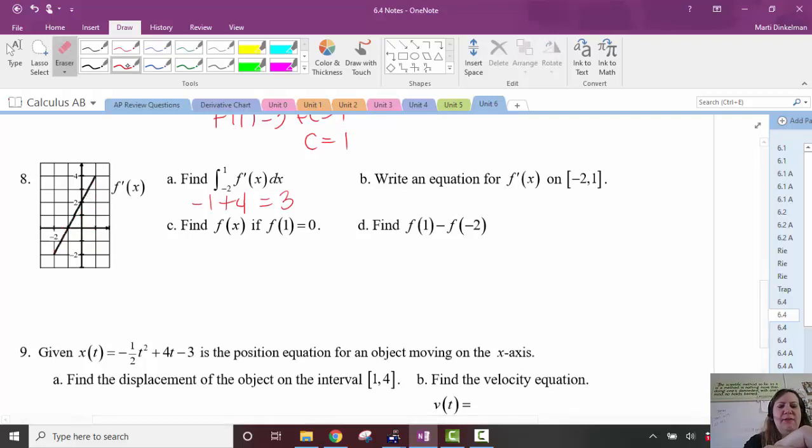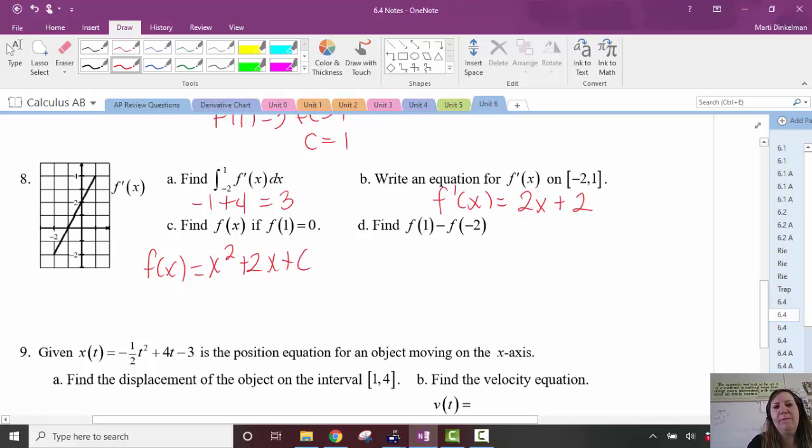Okay, let's find the equation of this line for f prime. So f prime is actually, let's see, the slope looks like it's up 2 over 1, and it crosses the axis at 2. And that'll help us then find f of x. So let's see, that's going to be x squared plus 2x plus c. F of 1 is 0. So 1 plus 2 plus c has to be 0. So c must be -3. Again, I'm just going to come up here and erase and say -3.